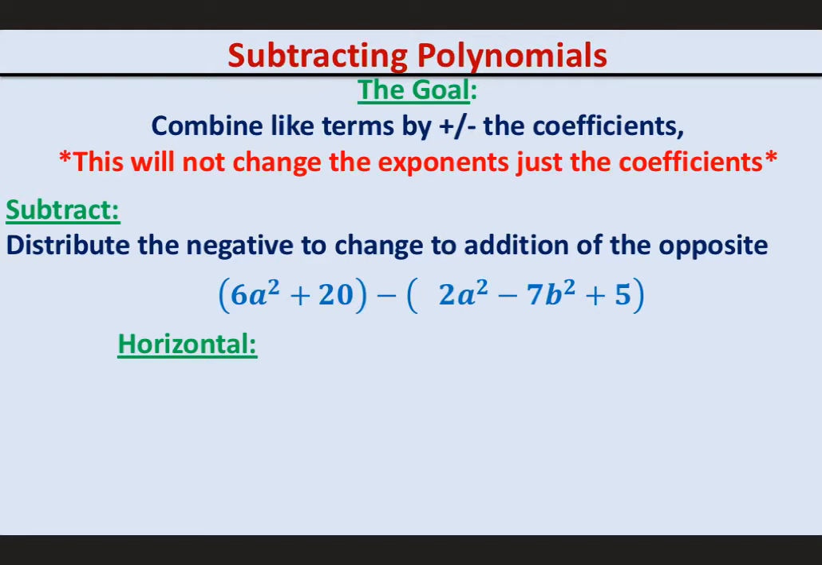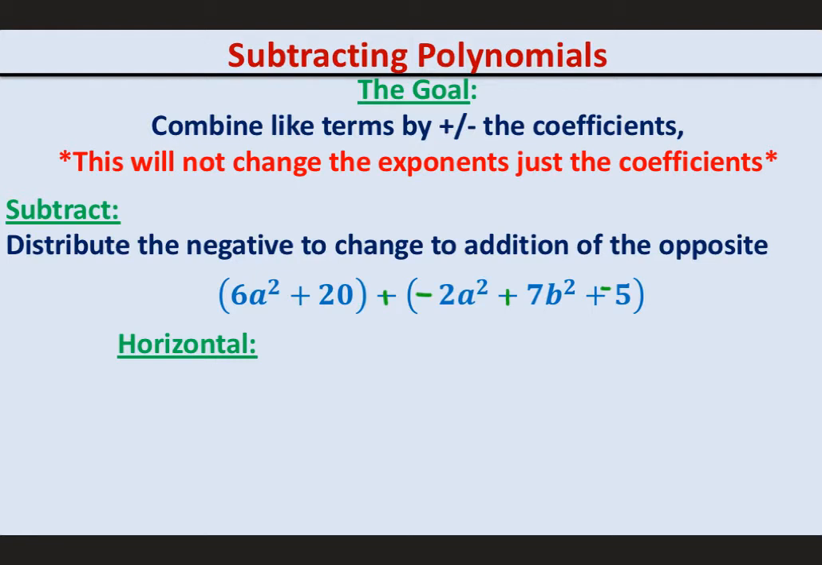So what I'm going to do is change my subtraction sign to an addition sign, and then change all the other signs to be opposite. So this was a positive 2a squared, it's now a negative 2a squared. This was a negative 7b squared, it's now a positive 7b squared. And this was a positive 5, it is now plus negative 5.